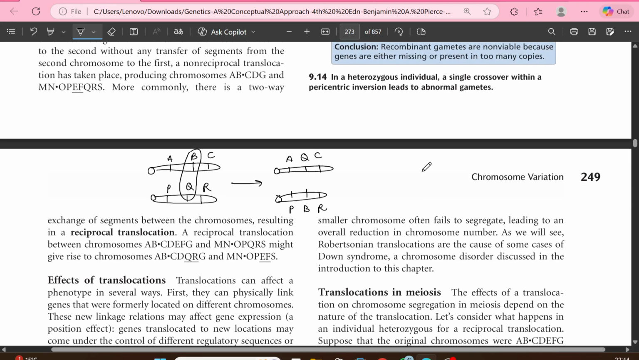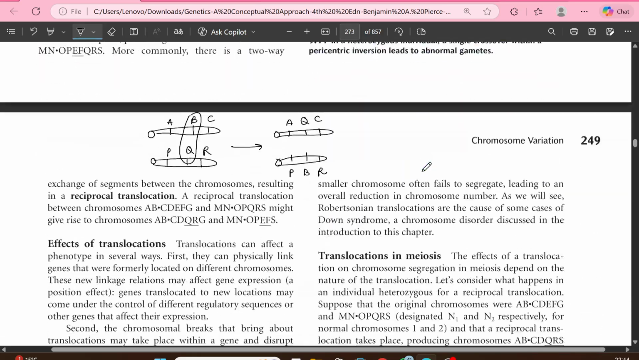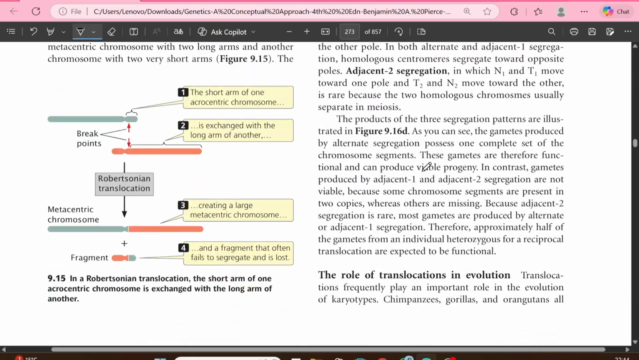There is a mutual exchange between the two chromosomes, and it is the most common type. At the anaphase, the segregation may be either adjacent or alternate. Now see, let me show you the diagram here.